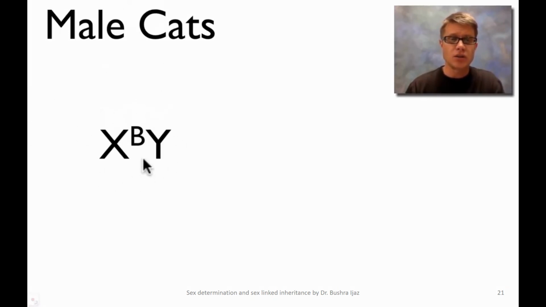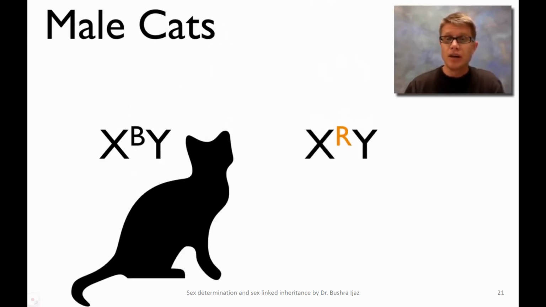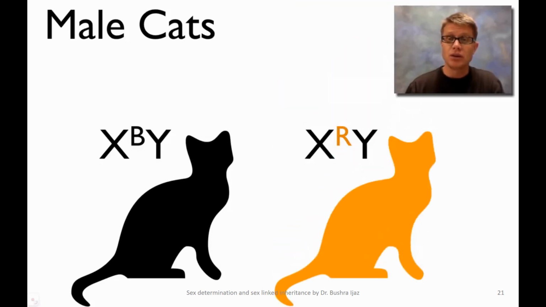So it's found on the X chromosome. If you have the black gene on your X chromosome, since you only have one X chromosome, then you're going to be a black cat. If you have the orange gene on your X chromosome, then you're going to be an orange cat. And it's pretty straightforward because in every cell there's going to be an X chromosome with that gene. It's making that pigment color.